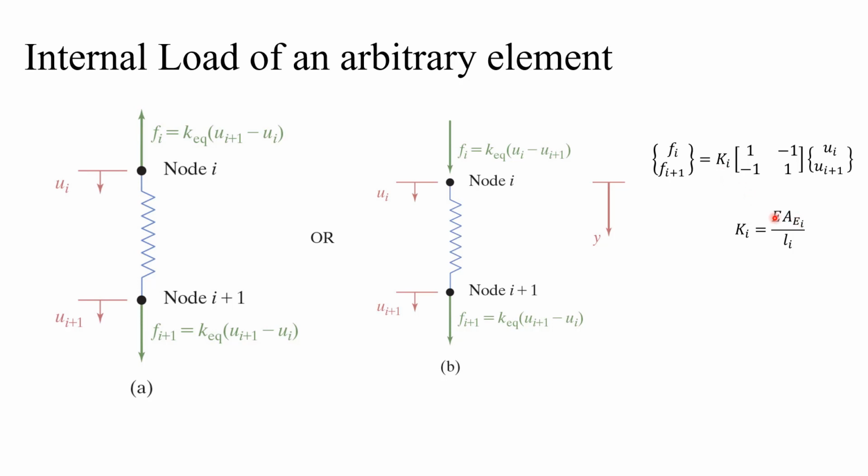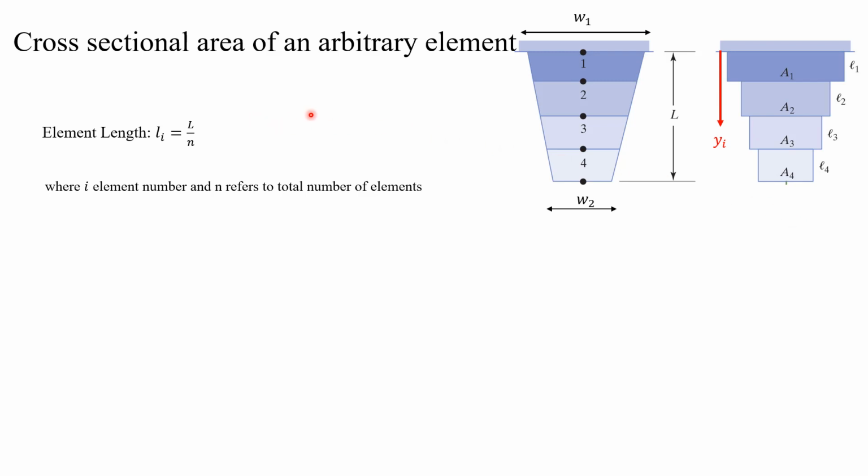And K here is EA over Li. The challenge is to find this cross-sectional area, because we changed a continuously changing cross-section to a constant cross-section. So our next challenge is to find this cross-sectional area for an arbitrary number of elements. Here I'm showing you 4, but we can develop it based on any number of elements. If we change the number of elements, the element length would be simply the total length divided by the total number of elements. So that would be Li.